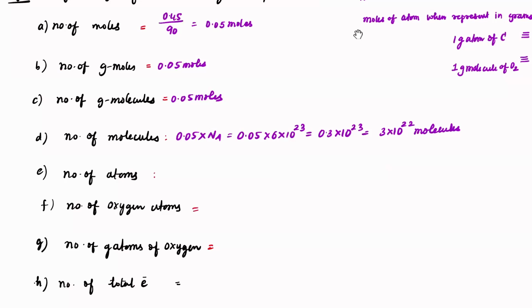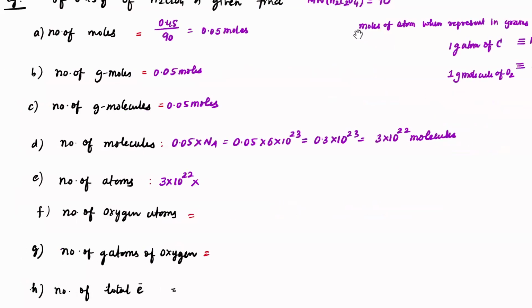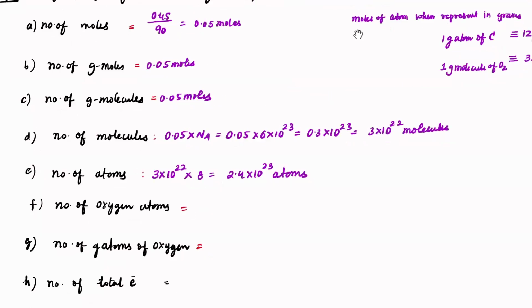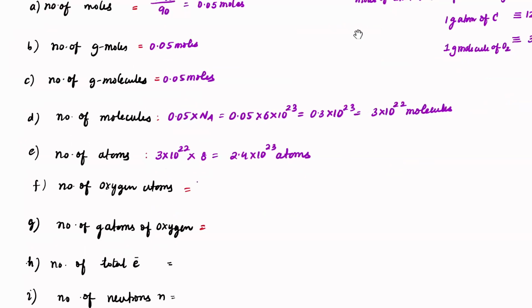Number of atoms. If these are the number of molecules we got, in each molecule how many atoms do we have? Count it out. 4 plus 2 plus 2, total 8. One molecule has 8 of them. So therefore, 2.4 into 10 raised to power of 23 atoms. And number of oxygen atoms, specifically, how many do we have? Only 4. So again, I will multiply 3 into 10 raised to power of 22 into 4, which is 1.2 into 10 raised to power of 23 atoms.